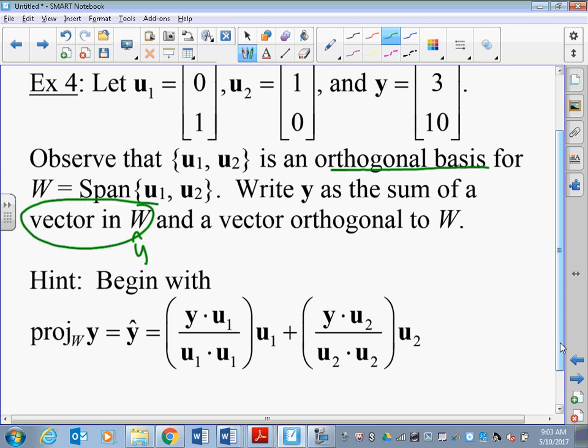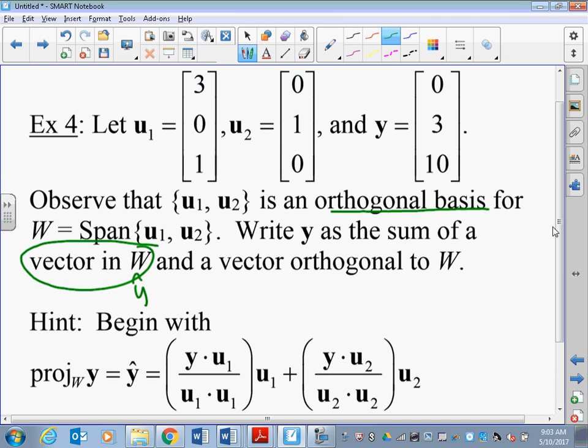So what is y dotted with u1? 10. And u1 dotted with u1 is also 10. So we're going to start off with u1, and we don't have to do anything special to that. And y dotted with u2 is 3, and u2 dotted with u2 is going to be 1. So really all we have to do is keep u1, and this is just going to be a 3 right there. So y hat is going to be 3, 3, 1. So that's what y hat is.